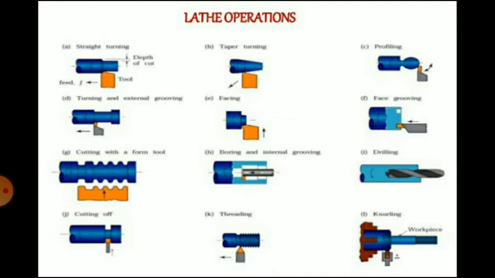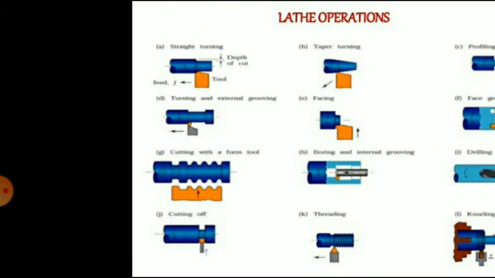You can see there is a turning operation. Second, a taper turning. Then the profiling operation. Then the step turning, facing operation, straight turning, threading operation, boring operation, drilling, parting operation. So there are different operations that you can perform on a lathe machine.